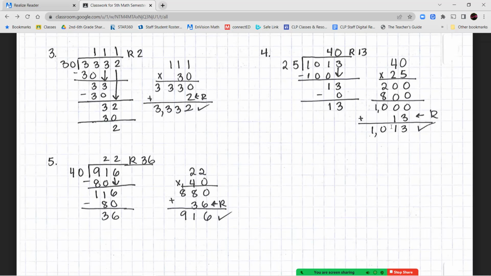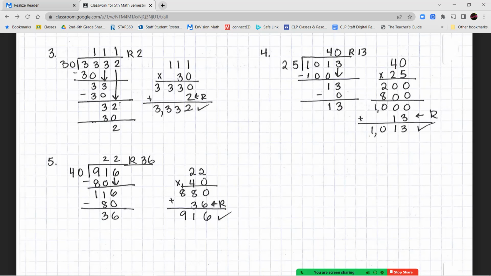For 3, 4, and 5, we're going to be doing the same process. 3,332 divided by 30. There's no groups of 30 in 3, but there is one group of 30 in 33. So I put the 1 above the last digit that I used, subtract off the 30. I'm left with 3. I drop my next digit, so I'm working with 33 again. Put another 1. 30 times 1 is 30. 33 minus 30 left me with 3.